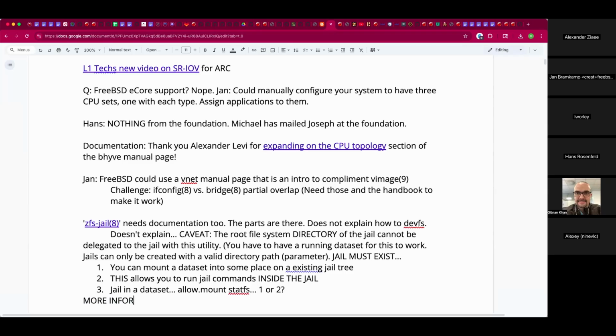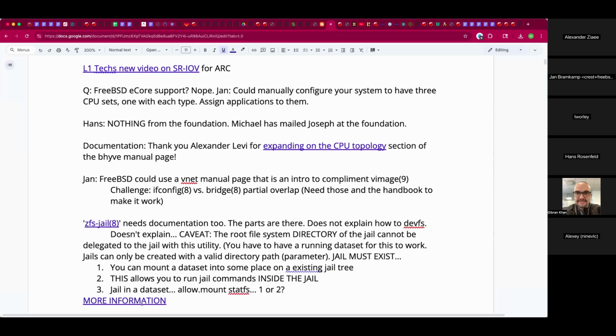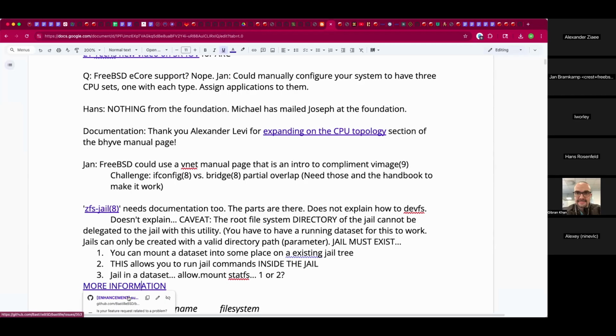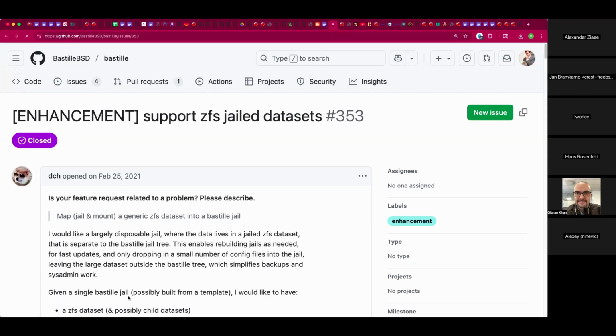To make use of the jail command inside the jail, you have to allow it to have a non-zero number of children. Oh, wait, you can create stuff inside of a jail? You can create jails inside of jails. Yes. I did not know that. That's the first time I'm hearing this.